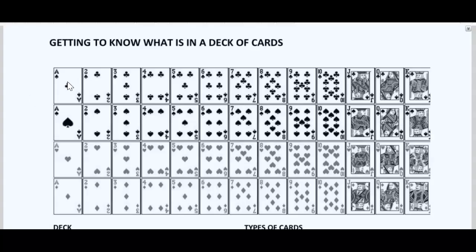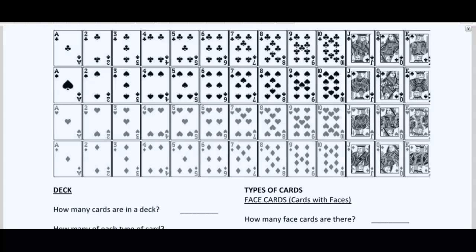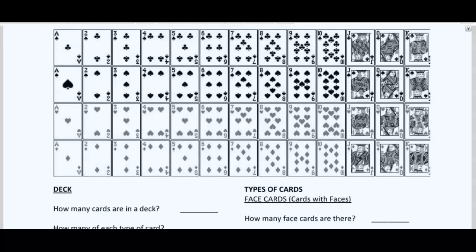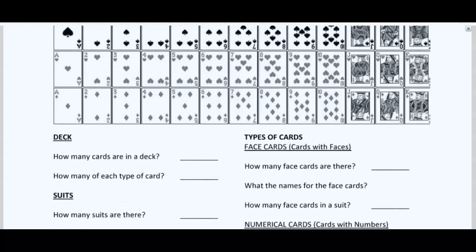What you see here on page 2 is a row on the top of clubs, a row here of spades, a row here of hearts, and a row here of diamonds. And I know a lot of you are already familiar with a deck of cards, but for those of you that aren't, you will see problems come up like this, so we need to just be real familiar with the terminology. So the first question, how many cards are there in a deck?